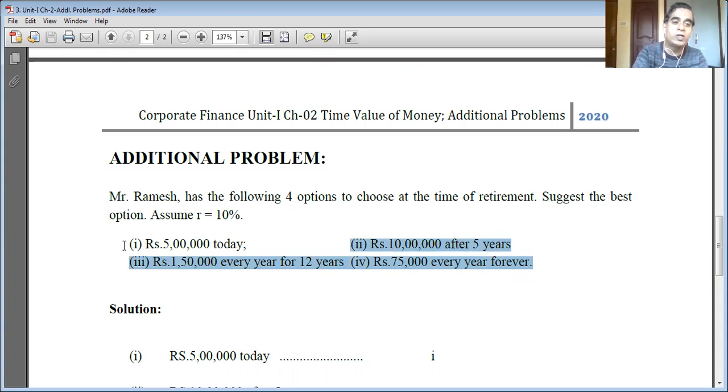You need not do anything to option 1 because it is already in present value. And we are going to convert all these 3 options into their present value so that we can compare all the 4. Whichever is the greatest, that is the best option. So remember, some students have made the mistake in the past of converting this into future value. Anyway, everything was wrong there.